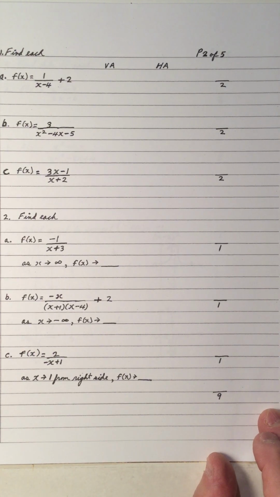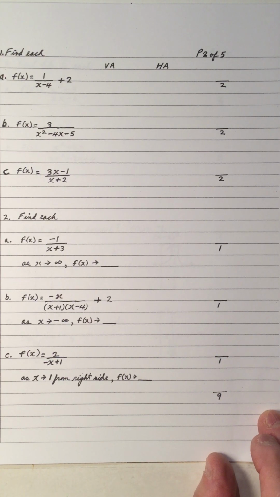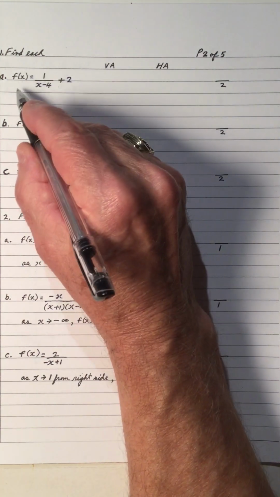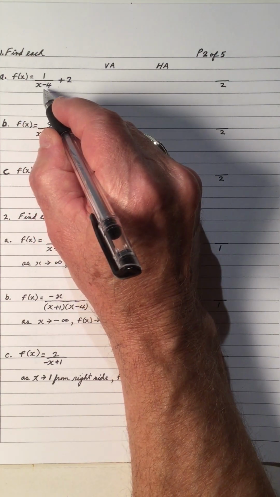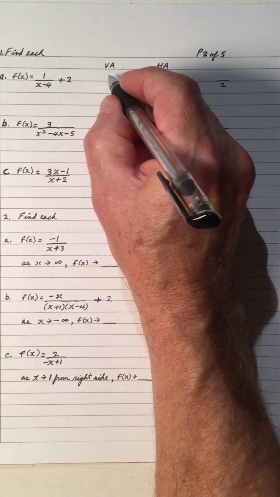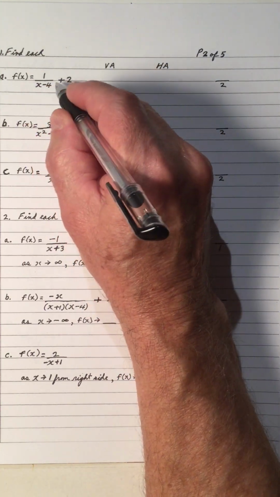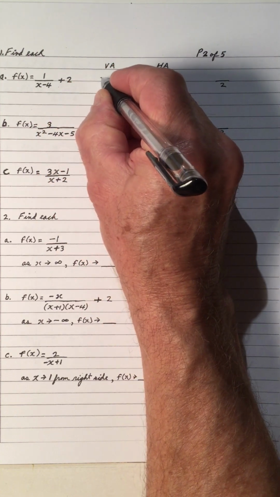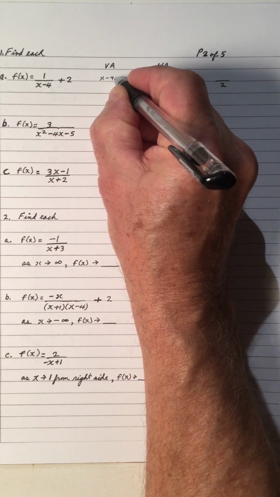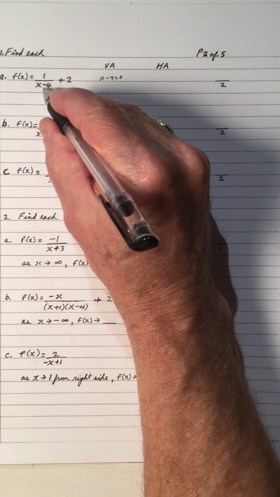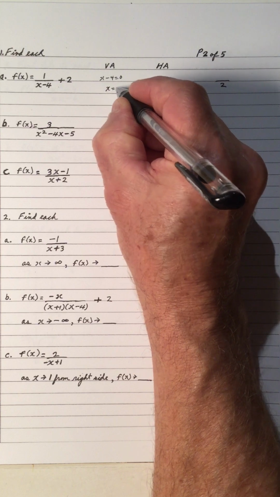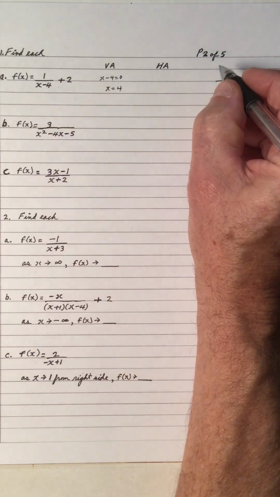The review is done in order of the videos that were done. Find each f of x equals 1 over x minus 4 plus 2. The vertical asymptote on this rational function is when your denominator is equal to 0, because you can't have a 0 in your denominator. So that means your vertical asymptote is x equals 4.